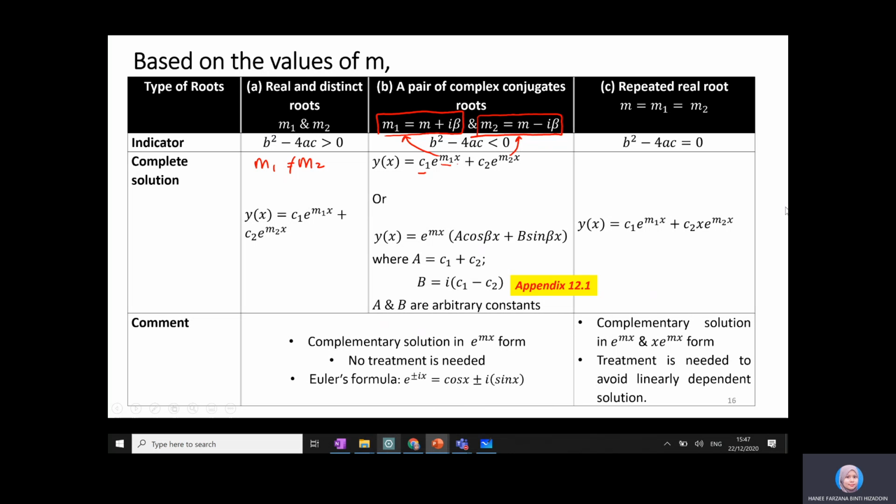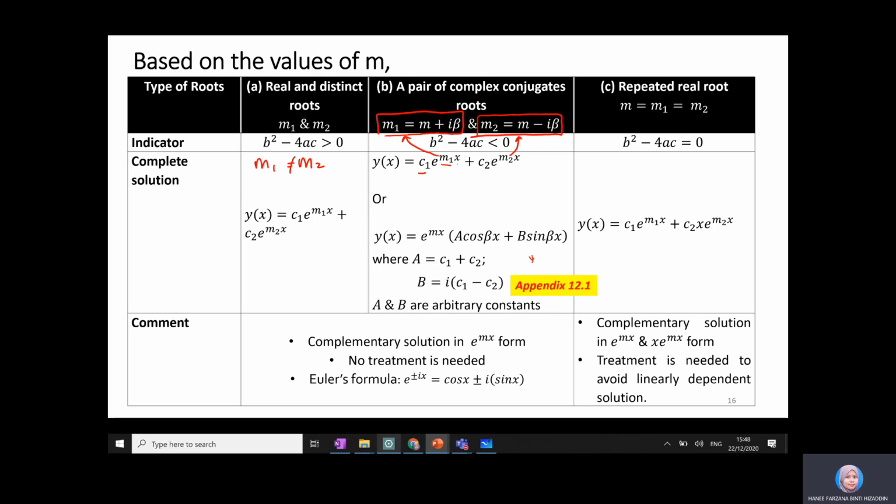Right, so we are here just now. Since the values of m1 and m2 are not equal to each other, the proposed solutions y1 and y2 are linearly independent. So we don't need to do any treatment to the proposed complete solution to the ODE.